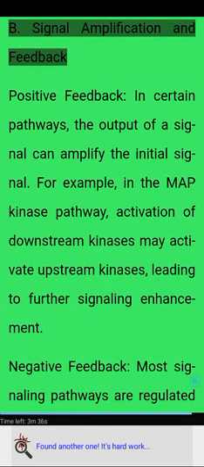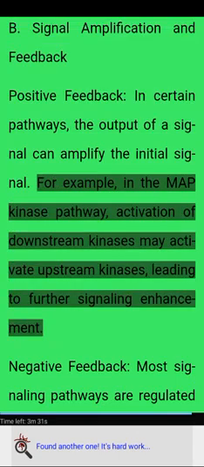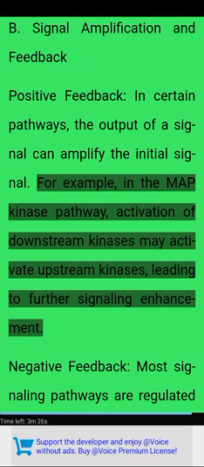B. Signal amplification and feedback. Positive feedback. In certain pathways, the output of a signal can amplify the initial signal. For example, in the MAP kinase pathway, activation of downstream kinases may activate upstream kinases, leading to further signaling enhancement.